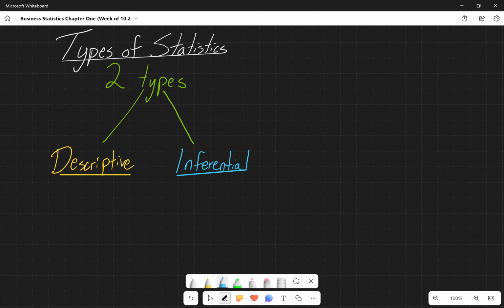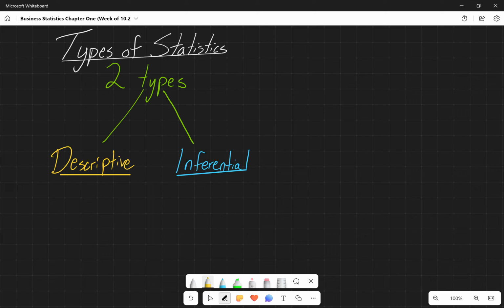Welcome back to Business Statistics, and today we're going to talk about the different types of statistics that we can have. And the first one we're going to talk about is when we know the full population of a data.